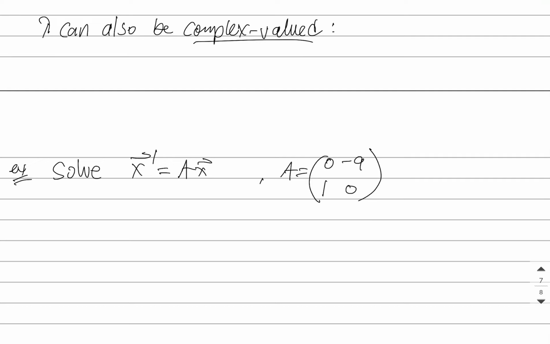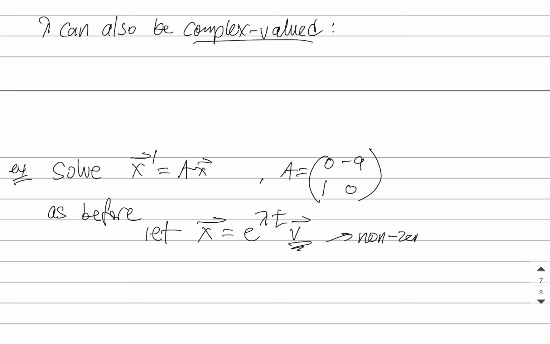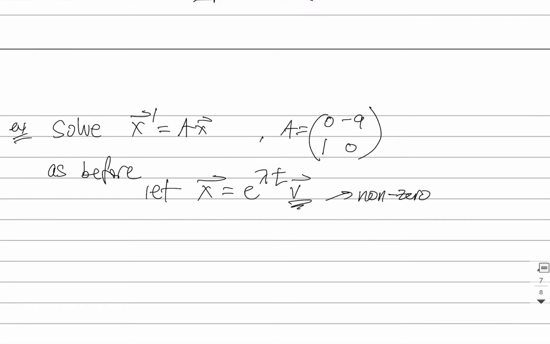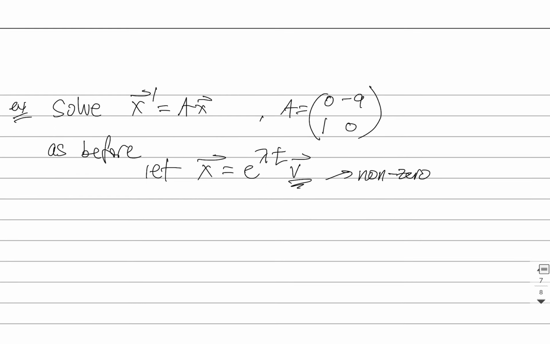So as before, we are going to let x equal some e to the lambda t times v, where this is a non-zero vector. The definition of an eigenvector requires it to be non-zero. We are looking for non-trivial solutions. So all of those things are consistent, and they want us to have non-zero constant vectors. When we sub this in, what will happen is that we will end up getting (A minus lambda I) v equals 0. So this is an eigenvalue problem.